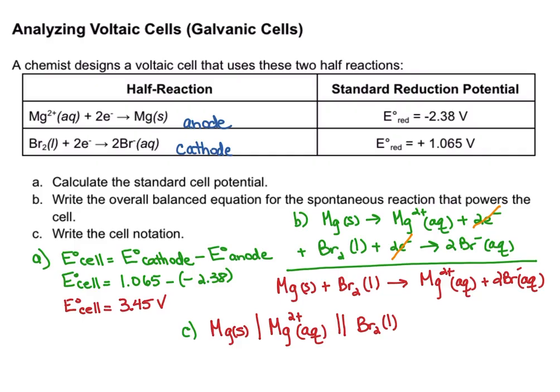And because we don't have a solid in the bromine half reaction, we're going to have to use a comma to separate the 2 substances. Since we don't have a solid metal to conduct electricity, we do have to use an inert metal, and usually that is platinum. So in our cell notation, we do have to use the platinum to show that there's no solid in the cathode half reaction. Let's take a look at another example.